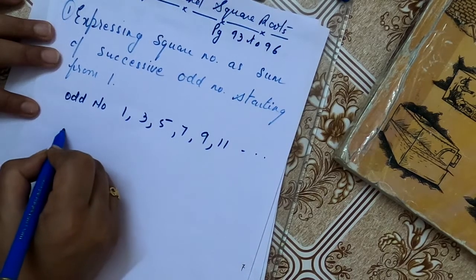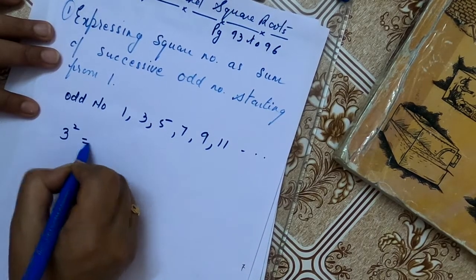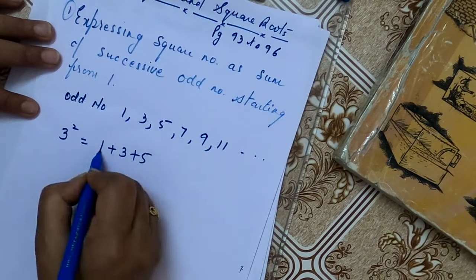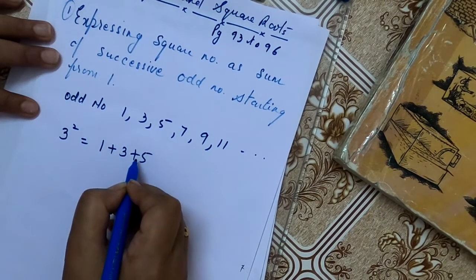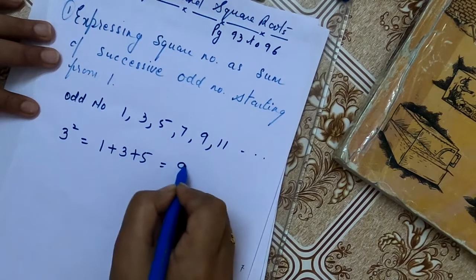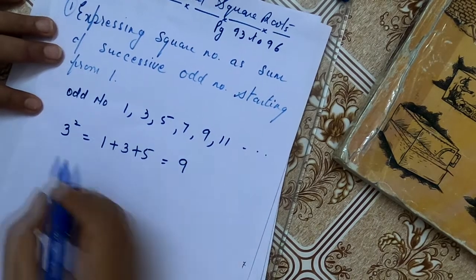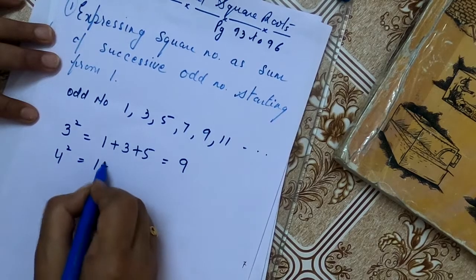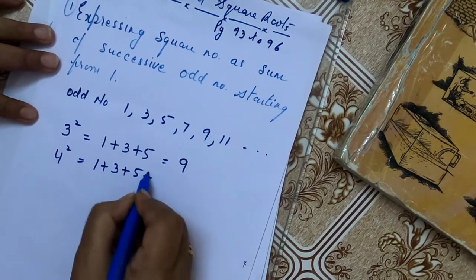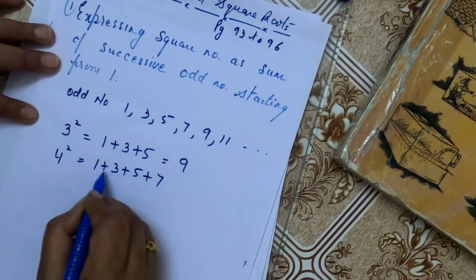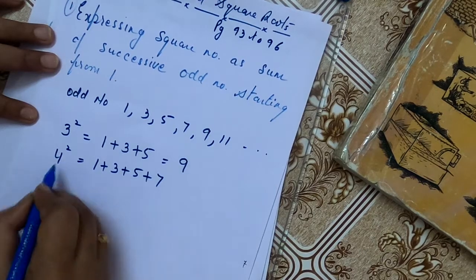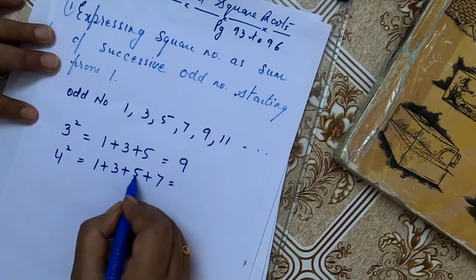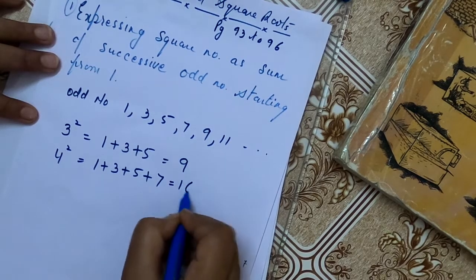Let us take the example 3 square. We can write 3 square as 1 plus 3 plus 5. 1, 2, 3. We have taken 3 consecutive odd numbers and the answer is 9. You know that 3 square is 9. Now let us take another one, 4 square. That is equal to 1 plus 3 plus 5 plus 7. 1, 2, 3, 4. We have taken 4 consecutive odd numbers. And the answer is 9 plus 7, that is 16.